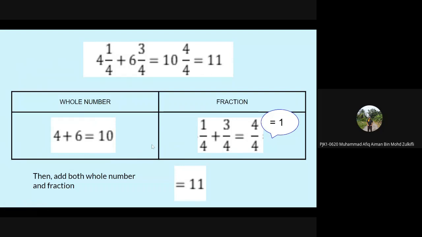Okay, this applies the same for the different denominators. First of all, we have to separate the whole number and the fraction. Then if the fractions have different denominators, we have to make sure that the denominators are equivalent. And then we have to solve like usual. Okay. Oh, no. This is a template.